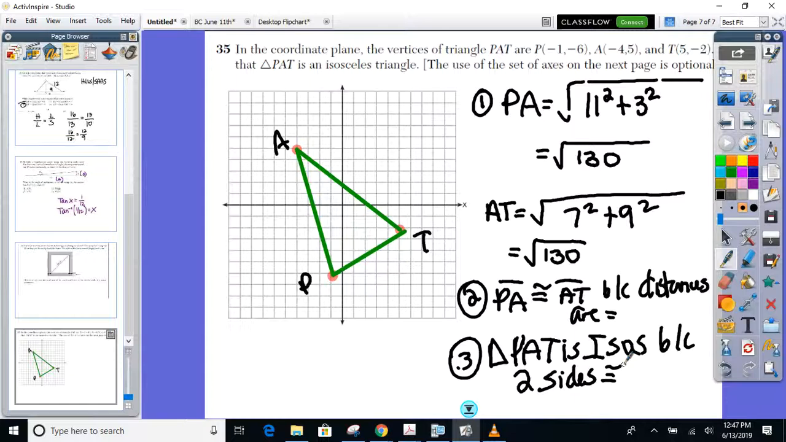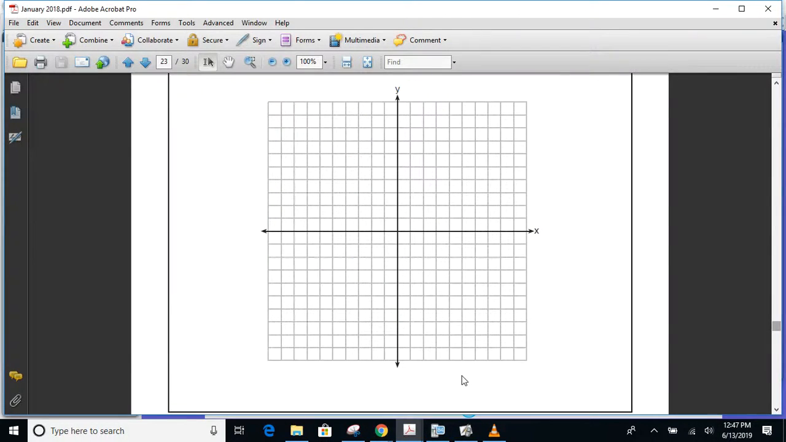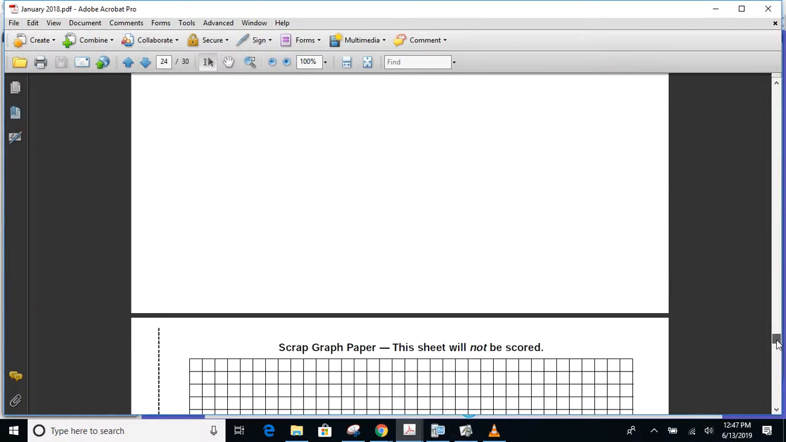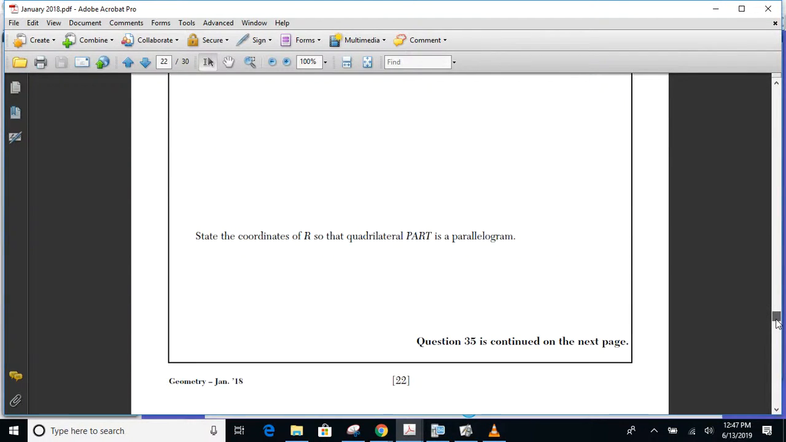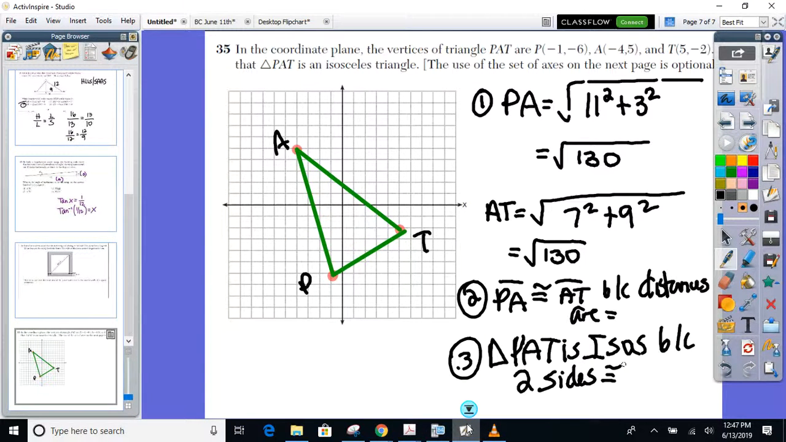Sarah, you good so far? This part should be easy points, however many points this part's worth. It would be the next part I might be a little concerned about, and that is finding a new point. What are we going to call that? R, so that this becomes a parallelogram. So I need point R in PART, so that it's a parallelogram.